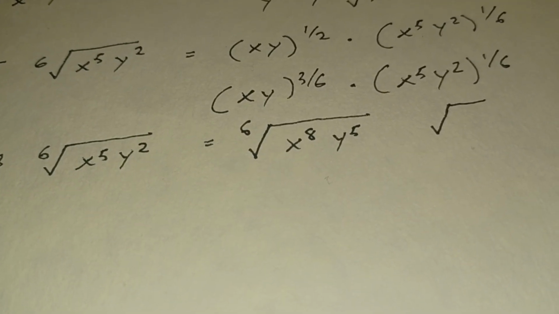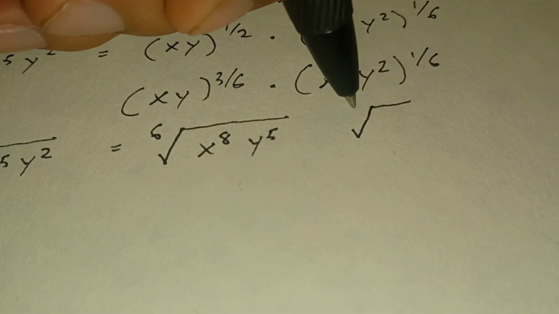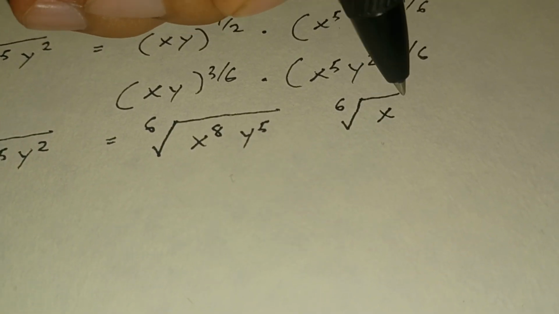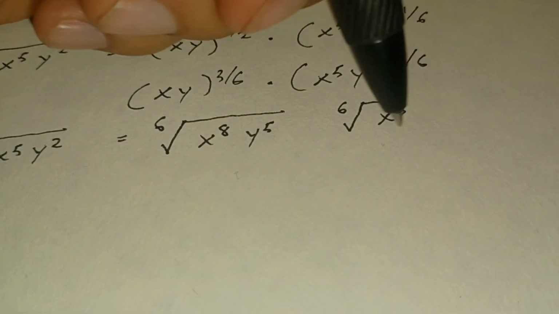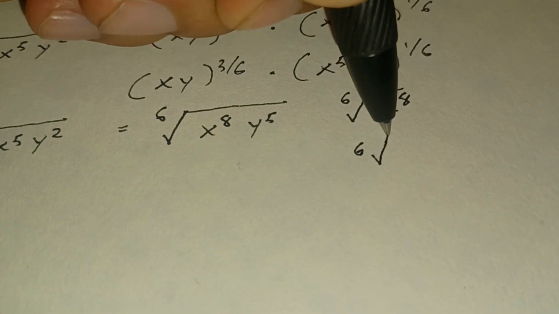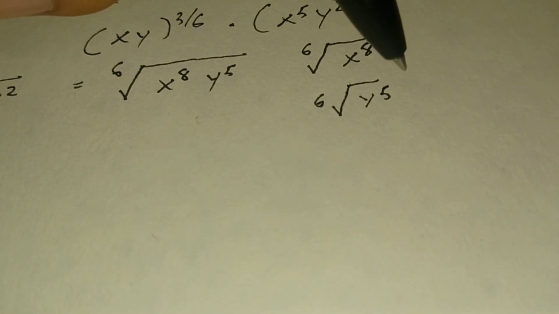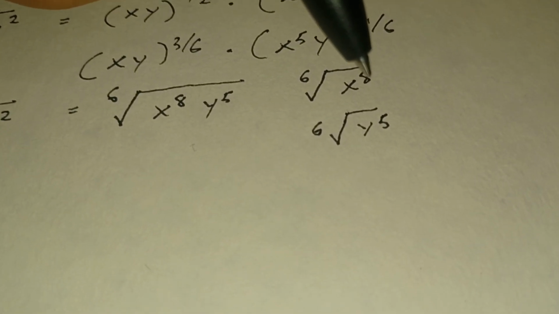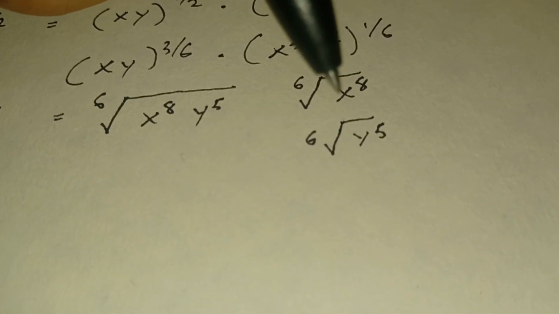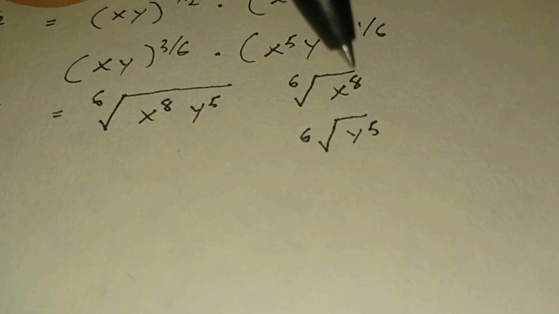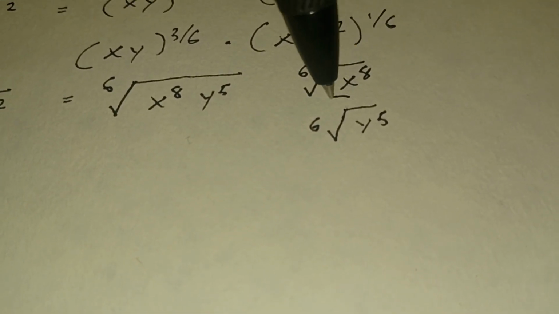All right, we're not done yet. And now we can go ahead and break these up. So we have the 6th root of x to the eighth power, and we also have the sixth root of y to the fifth power. We can't really simplify this any further. That's just about how it's going to stay.